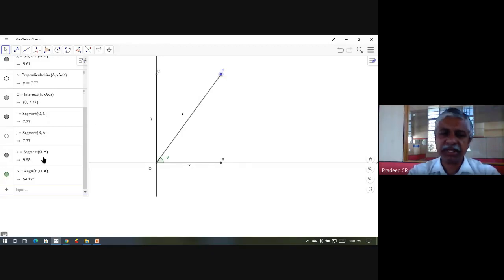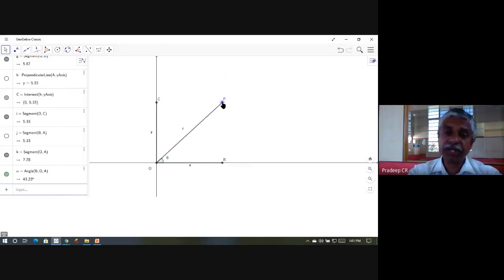So for example, P is at a distance 9.58, and its polar coordinates are 9.58, 54.17 degrees. This means the distance of P from the original pole is 9.58, and the angle of OP with respect to the fixed line, which here is the positive x-axis, is 54.17 degrees. Of course, if I want to change point P, one or both of these, K and alpha, what you see here, will keep changing. That is how you get different points.